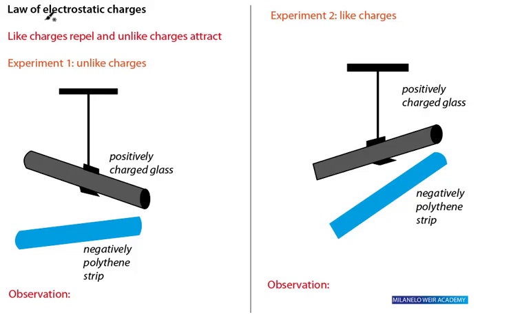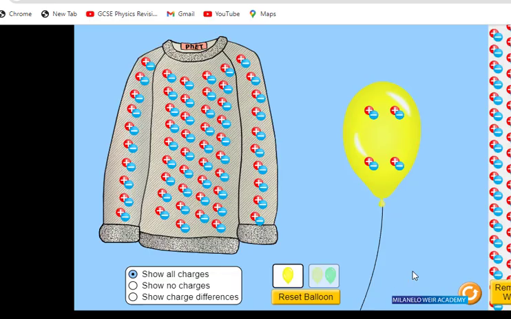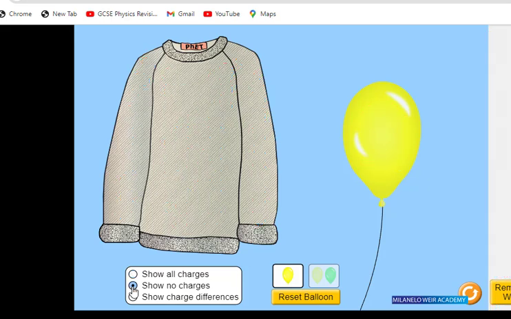The law of electrostatic charges. Simulation, guys, simulation. Show no charges. Its charge difference is 0. So both of these are neutral: the wall, the balloon, and the jersey.